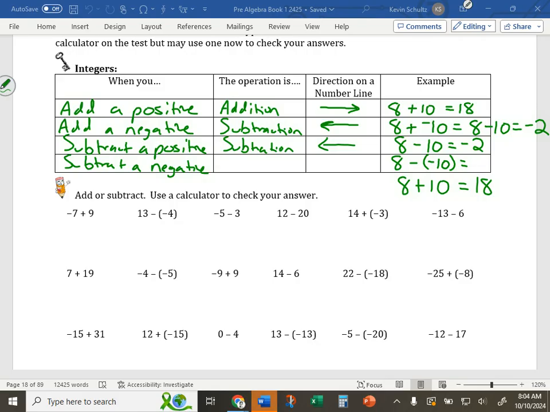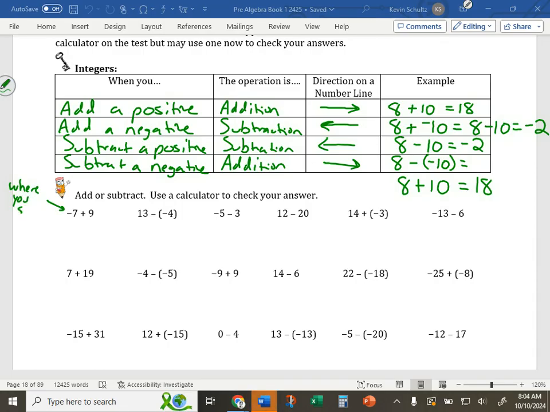So if you look at this, we've got two things that equal negative 2, and we have two things that equal 18. Finishing out the chart here, subtracting a negative is actually addition, which means you go to the right on the number line. If you follow those rules, you should be okay as far as what the operation is. When you look at an addition or subtraction type of expression, the first number, its role is it tells you where you start.